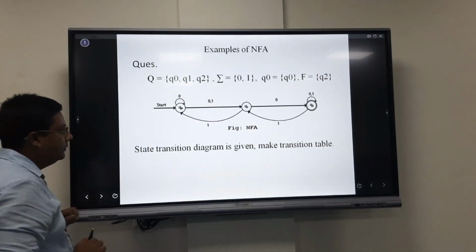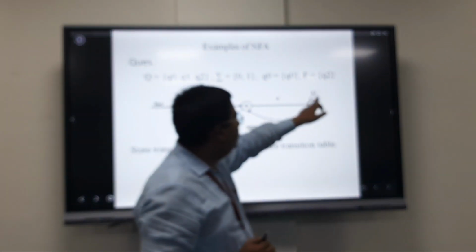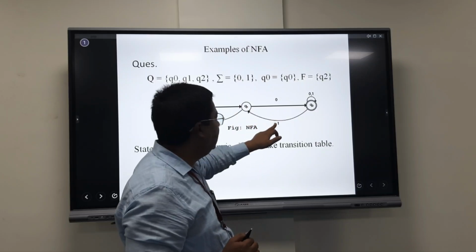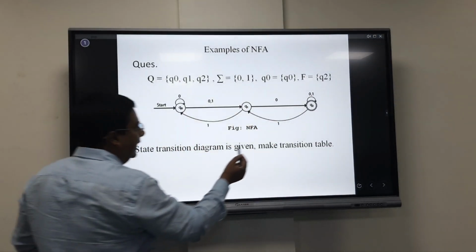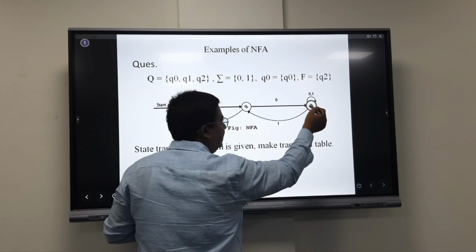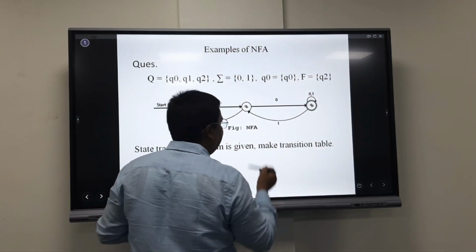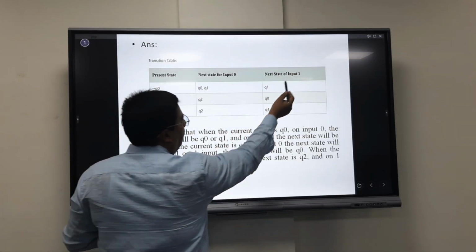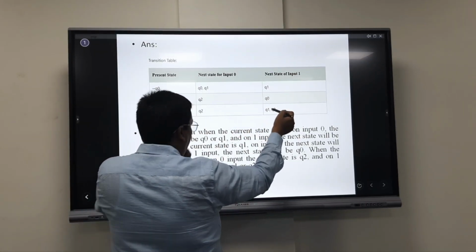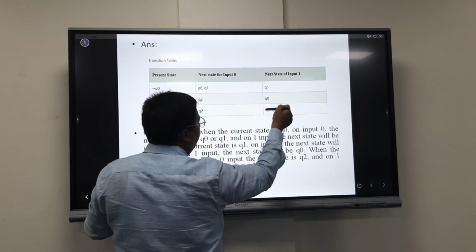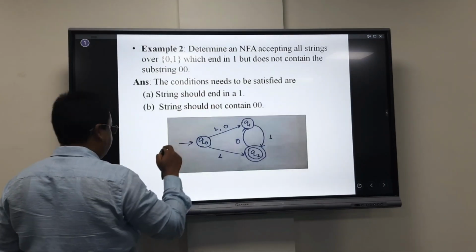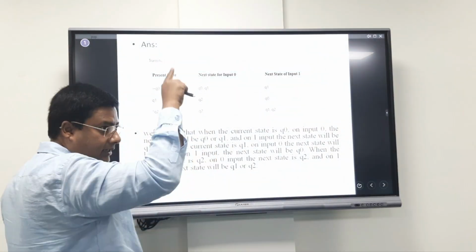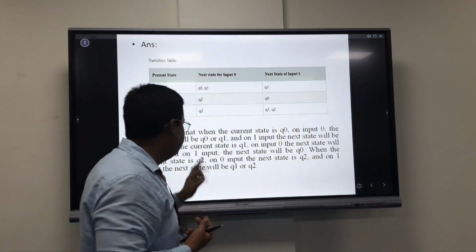Again, this is Q2. At 0, it loops back to itself. At 1, it can maintain the same state Q2 or go back to the previous state Q1. So at Q2, on 0 we maintain the same state, and on 1 we maintain the same state or go back to the Q1 state.